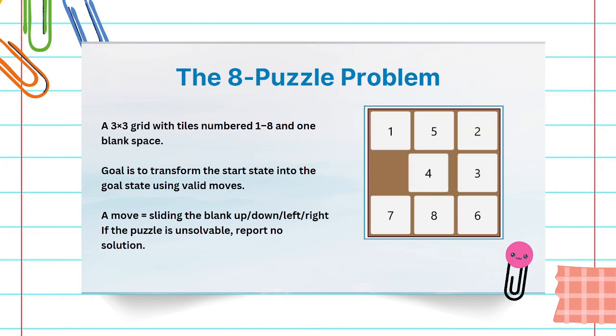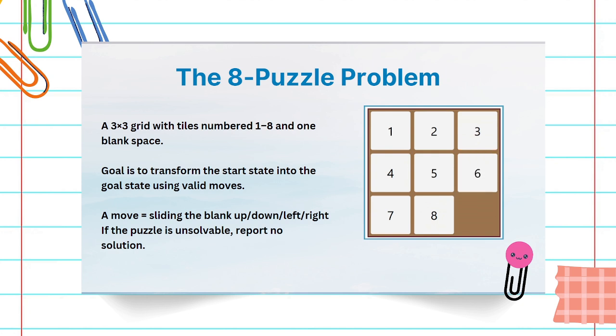Let's start with the problem itself. The 8 puzzle is a classic problem in artificial intelligence. It consists of a 3 by 3 grid containing 8 number tiles and one blank tile. The task is to transform a given start configuration into the desired goal configuration by sliding the blank tile up, down, left, or right. For example, here the start state has tiles arranged randomly and the goal state is ordered from 1 to 8 with the blank at the end.